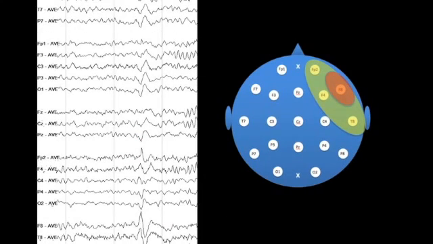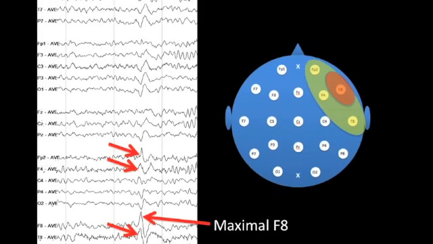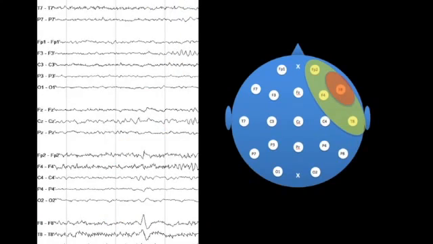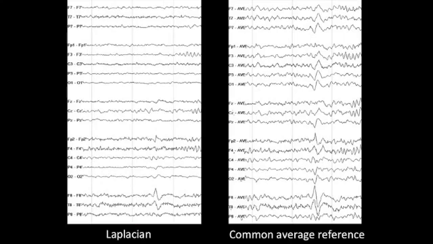When we look at this on average montage, we see that indeed we do have maximal electronegativity at F8. We also have a field that extends to FP2, F4, and T8, which are all involved in our theoretical field. But then we see a lot of electropositivities in electrodes that are not anywhere close to our field because of reference contamination. If we instead change to the Laplacian montage, where we are only considering most adjacent neighbors, we can see that the field is very focal, involving F8, with some involvement of FP2 and T8, as we had hypothesized before, but no reference contamination.